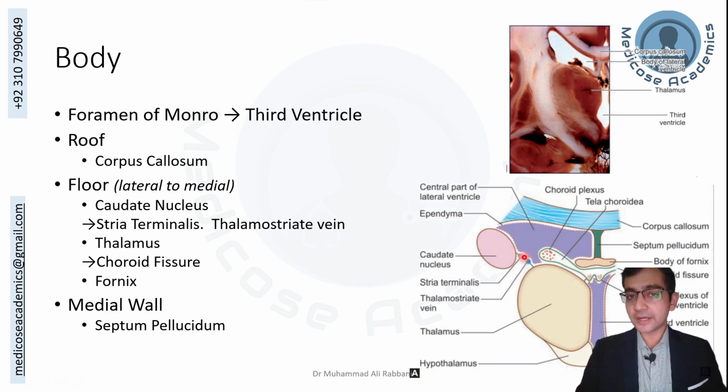Caudate nucleus, stria terminalis, thalamostriate vein, thalamus, choroid plexus, choroid fissure, fornix. On the medial aspect, septum pellucidum. On the superior aspect, it is corpus callosum.